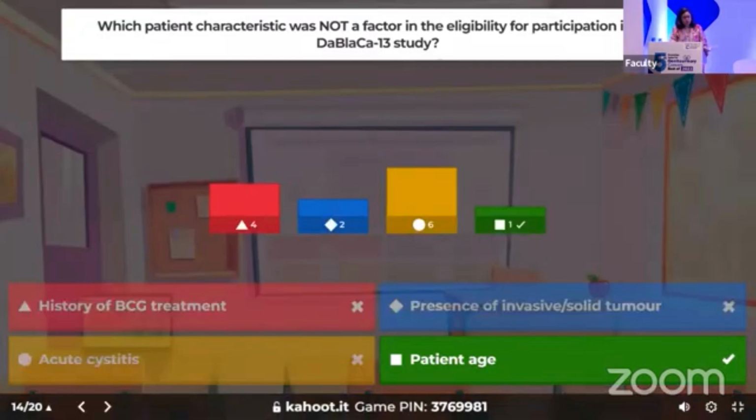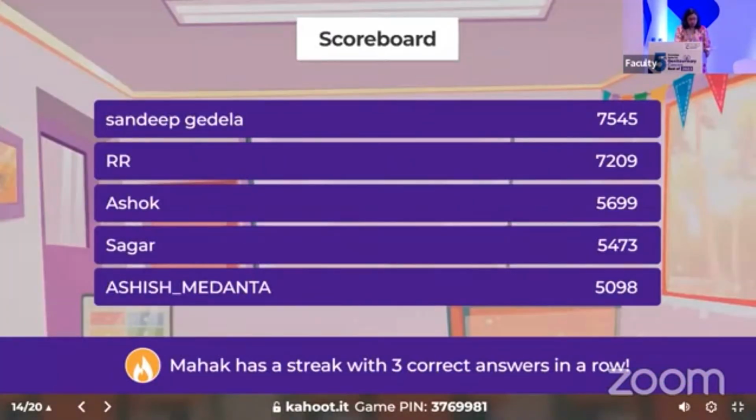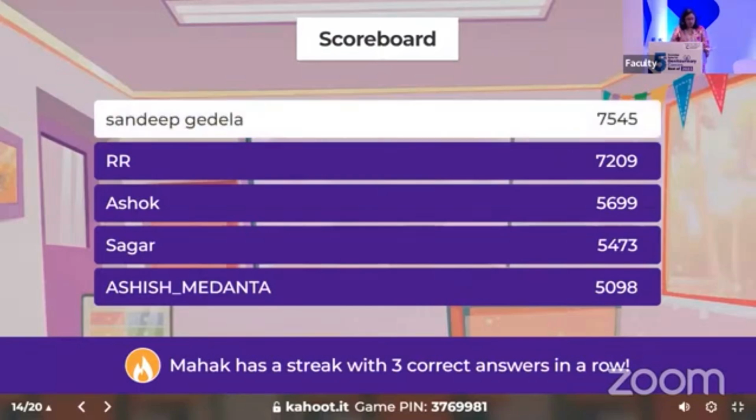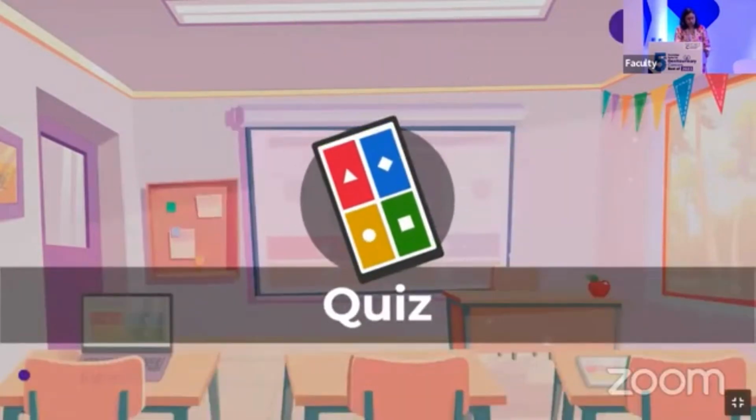So the right option was patient age. So they did not exclude patients on the basis of age, and only one has got it right. And we look at the score now. Sandeep was leading, and now he still is in the leading position. So go on to question 15.